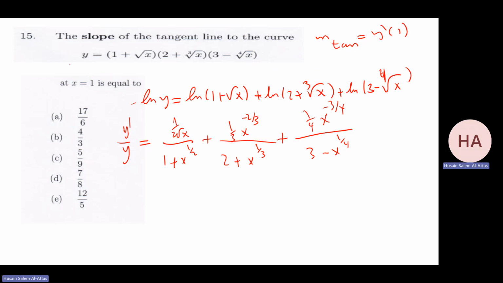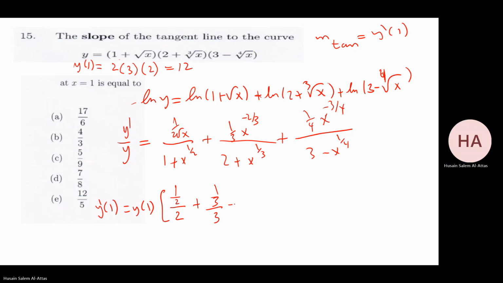By the way, y at 1 is what? 1 plus 1, 2, times 3 times 2, 3 minus 1, which is 2. That gives 12. Okay. So y prime at 1 will be y at 1 times this. Here I have what? 1 over 2 over 2 plus 1 over 3 over 3 plus 1 over 4 over what?